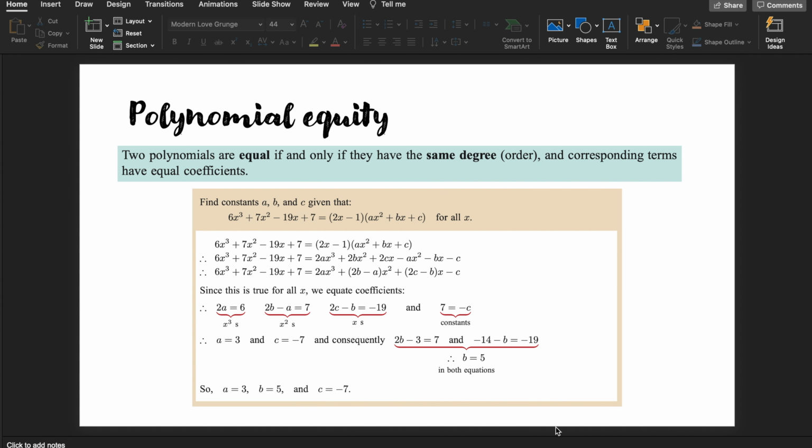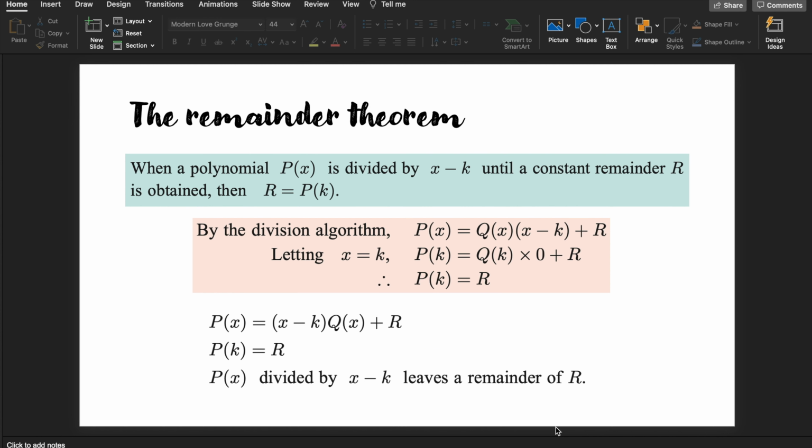If polynomial equality is clear, then let's move on to the next topic, which is the remainder theorem. So this is extremely important in additional mathematics because I can tell you for sure that at least one question, which is basically question 1 or question 2, is going to be based on the remainder theorem and the factor theorem. So it's very essential that you know this. So yeah, let's get into it.